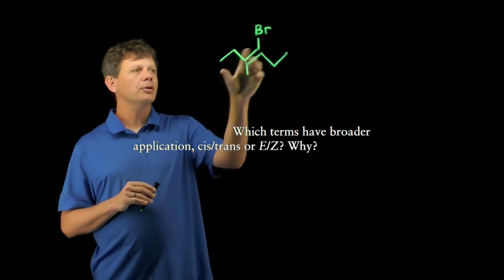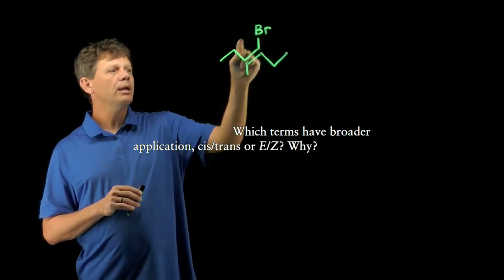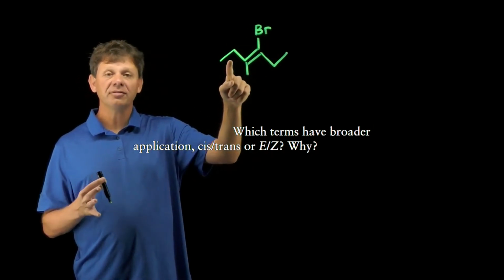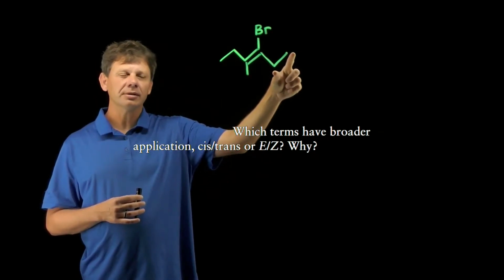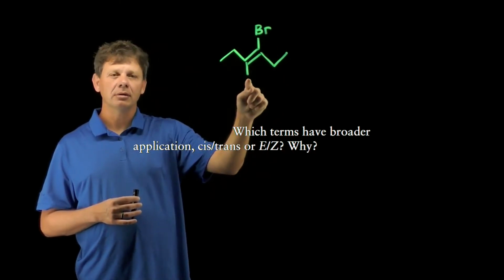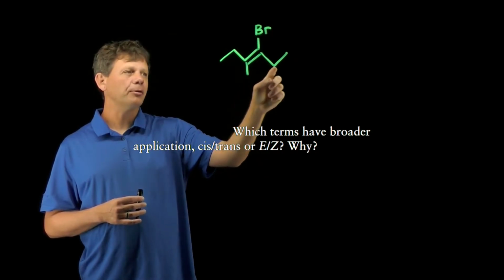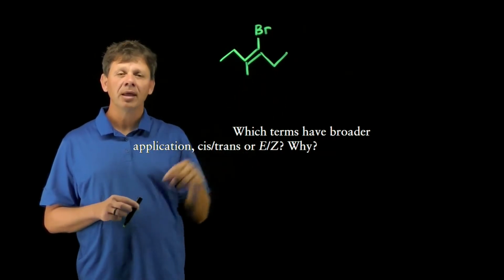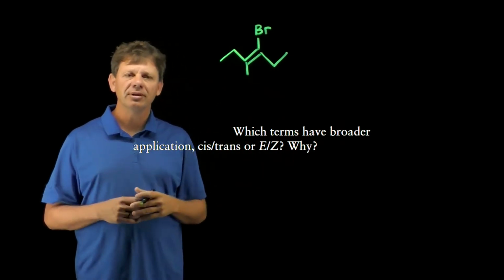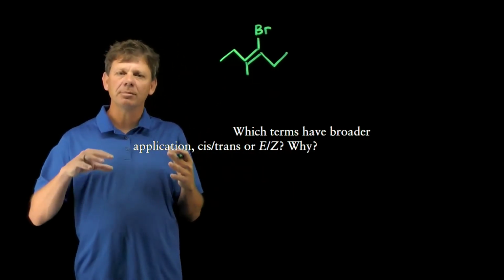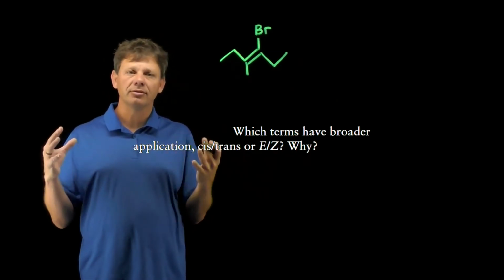So when we look at a molecule like this, we could say that the bromine and the ethyl are cis to each other, but the ethyl and the other ethyl are trans to each other. This bromine and methyl are trans to each other. This methyl and ethyl are cis to each other. So if we were going to try to name this molecule using cis-trans, it could be confusing because what's cis or trans to what?